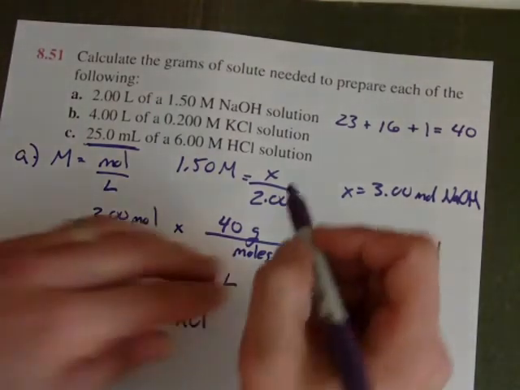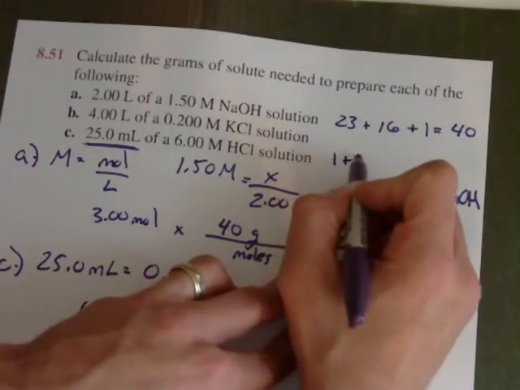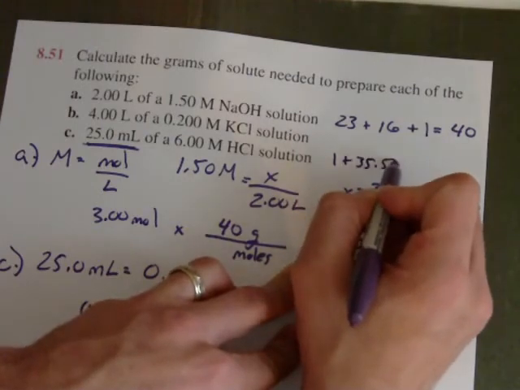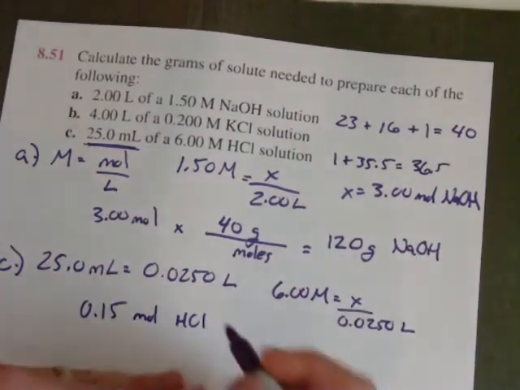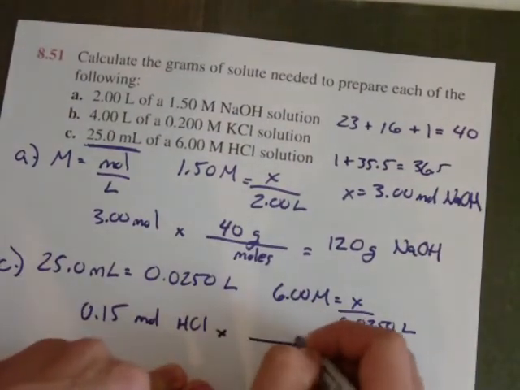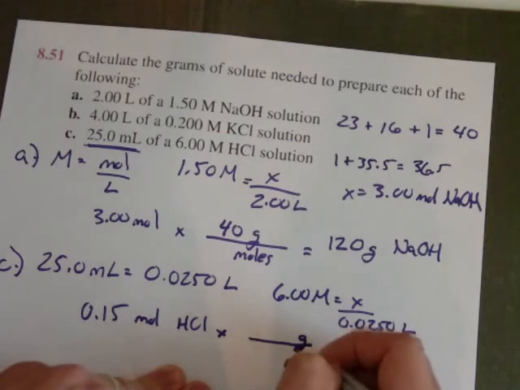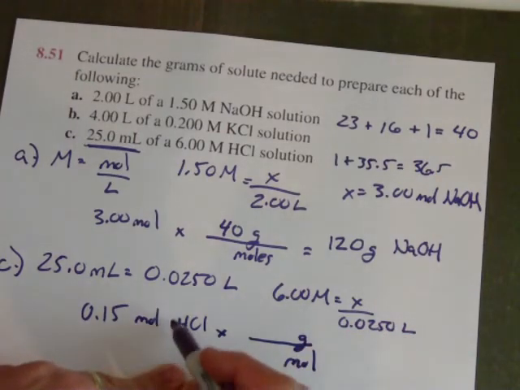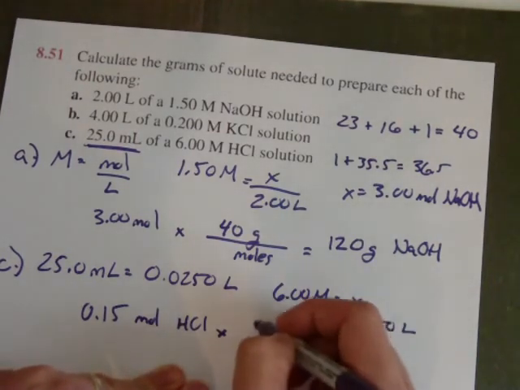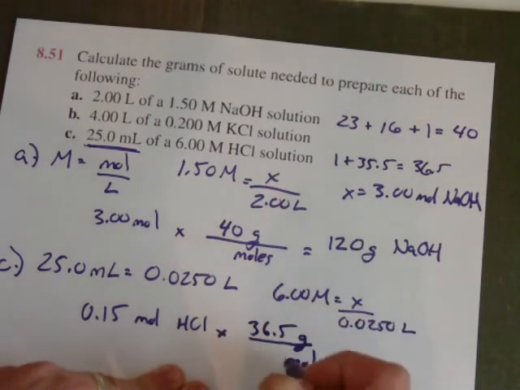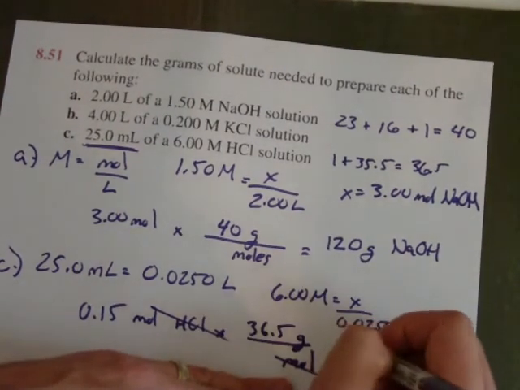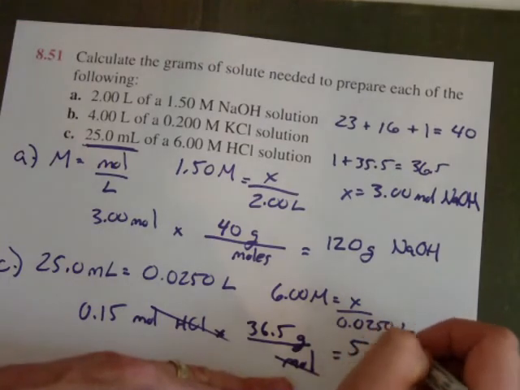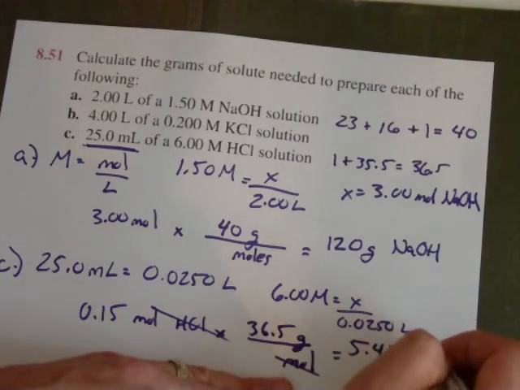Then solving for molar mass, 1 for hydrogen, 35.5 for chlorine, we get 36.5 grams per mole. We want grams in the numerator and moles in the denominator, so our moles can cancel out. And so we get 36.5 grams per mole, moles cancel out, and we get 5.48 grams of HCl.